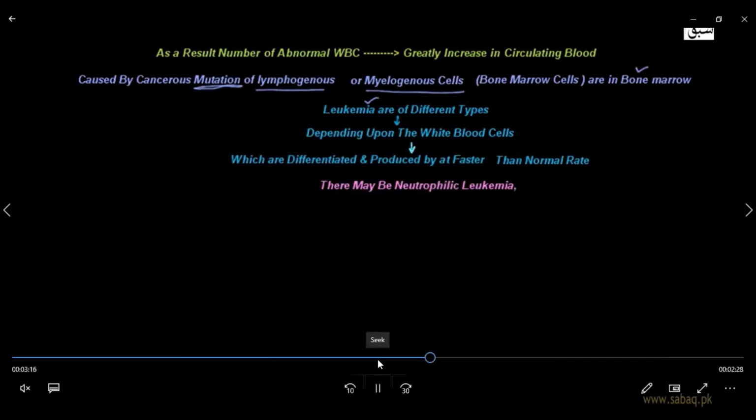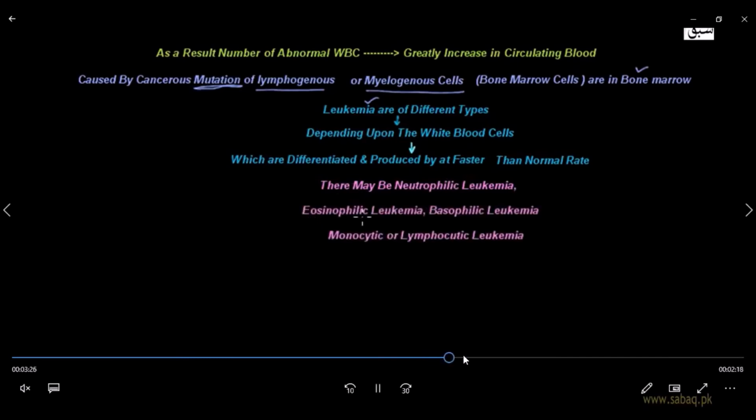If it is because of some other kind of cell, for example basophils, it could be basophilic leukemia, or eosinophilic leukemia, or monocytic or lymphocytic leukemia if the abnormal cells are monocytes or lymphocytes. So these are the different kinds of leukemia based on the types of cells. The characteristics are, first, they are produced in great number due to the cancerous mutation of the lymphogenous or myelogenous bone marrow cells. It means the parent cells have some genetic mutation. Then they are differentiated and produced at a faster rate, meaning their production is more as compared to normal cells.